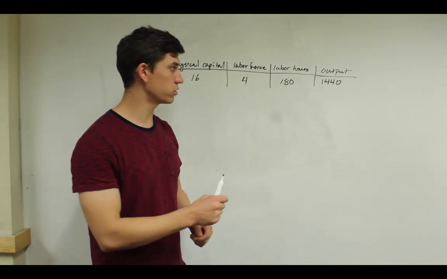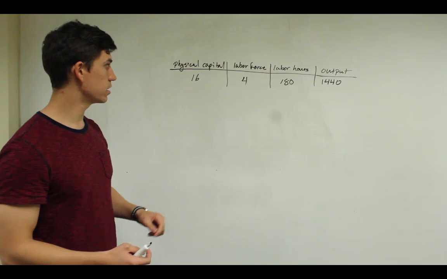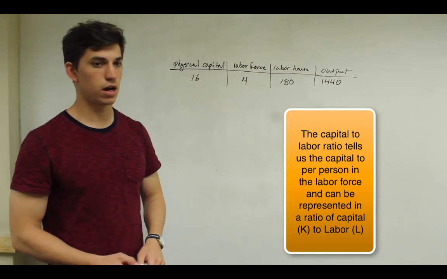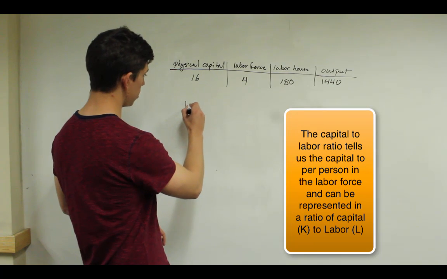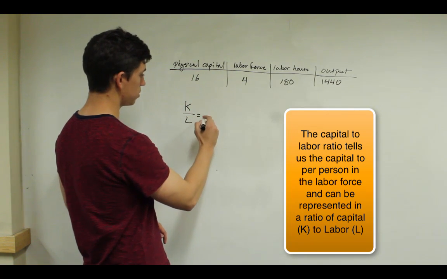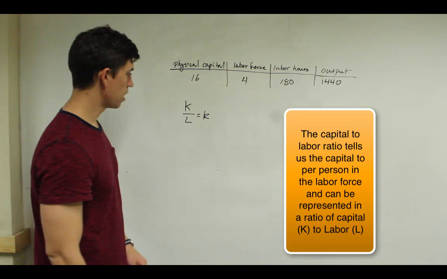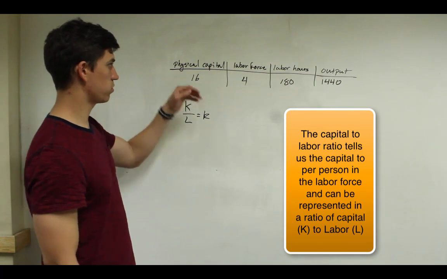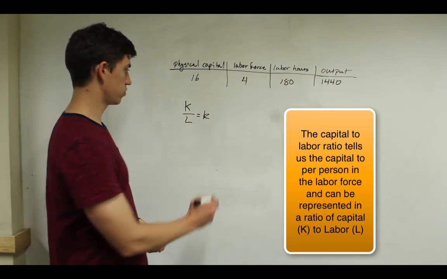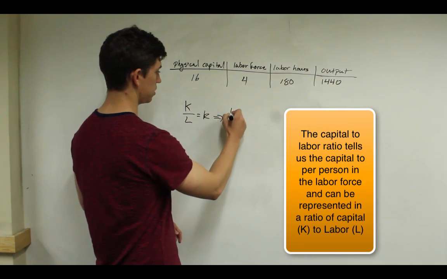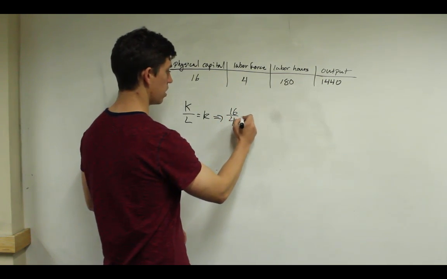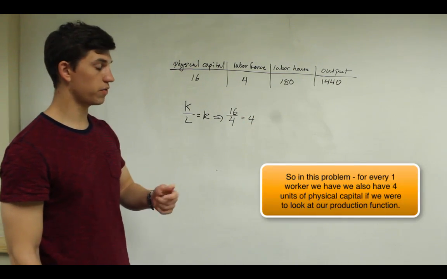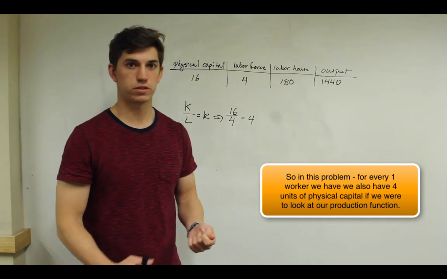So one of the variables we're usually interested in is the capital labor ratio, or really capital per person. And we say that's K over L, which is sometimes denoted as little k. So that's simply just our level of physical capital divided by how many workers we have. So in this case, that is just 16 divided by 4, which is 4. So for every worker, there's 4 units of physical capital.